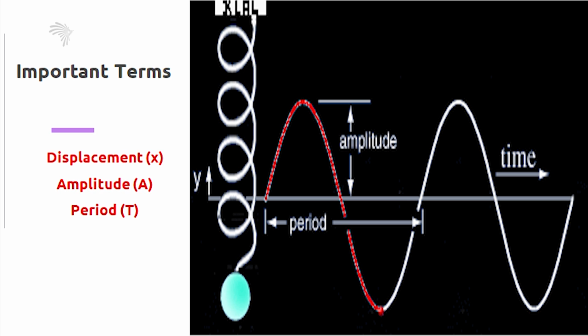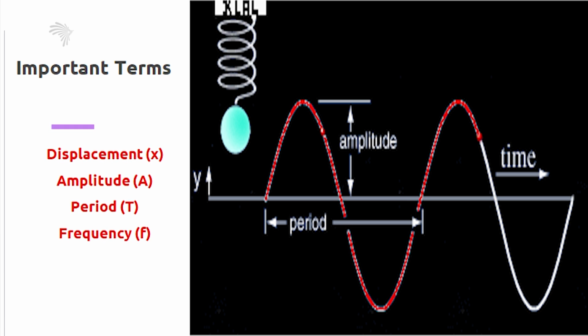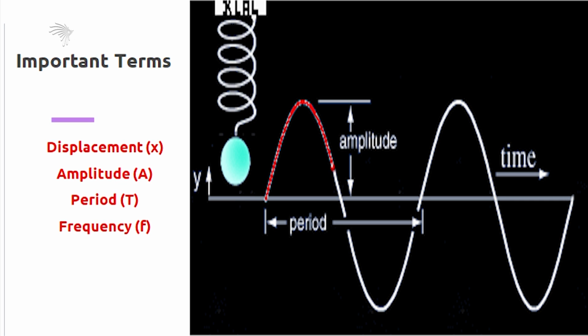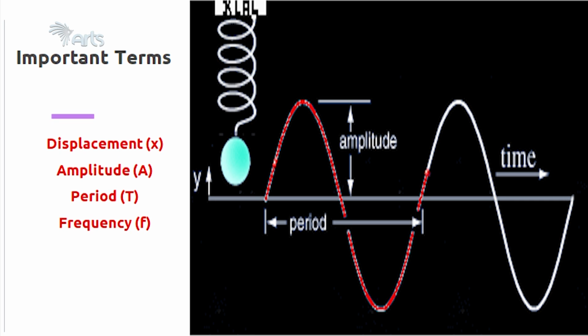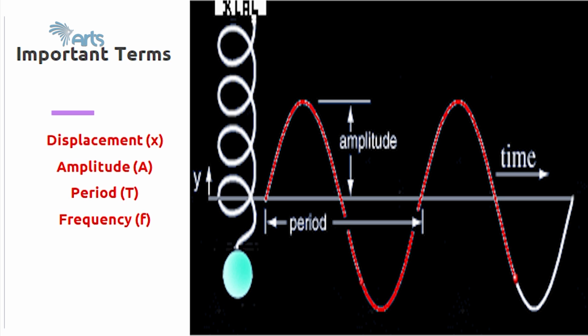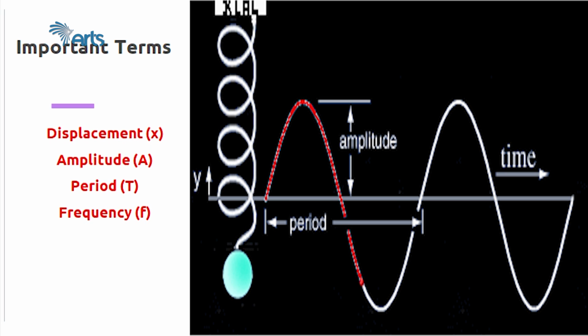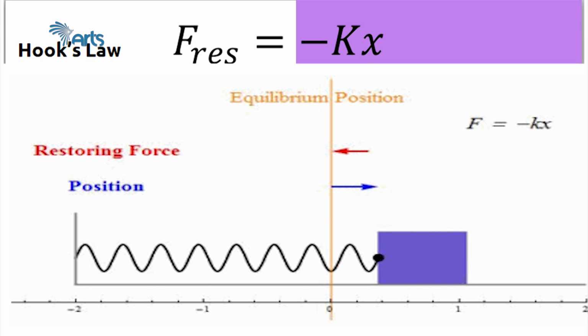And another important term is frequency. Frequency is the number of full cycles completed by oscillating objects per unit time. The unit for measuring frequency is called Hertz, and 1 Hertz is equal to 1 cycle per second. One of the fundamental laws that govern simple harmonic motion is Hooke's law.